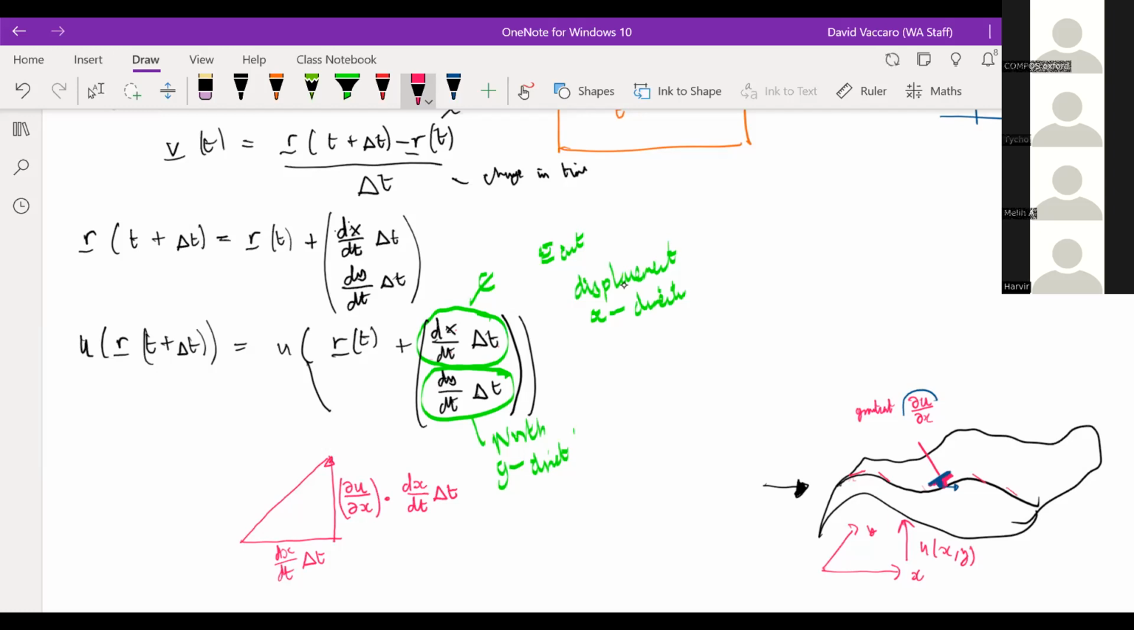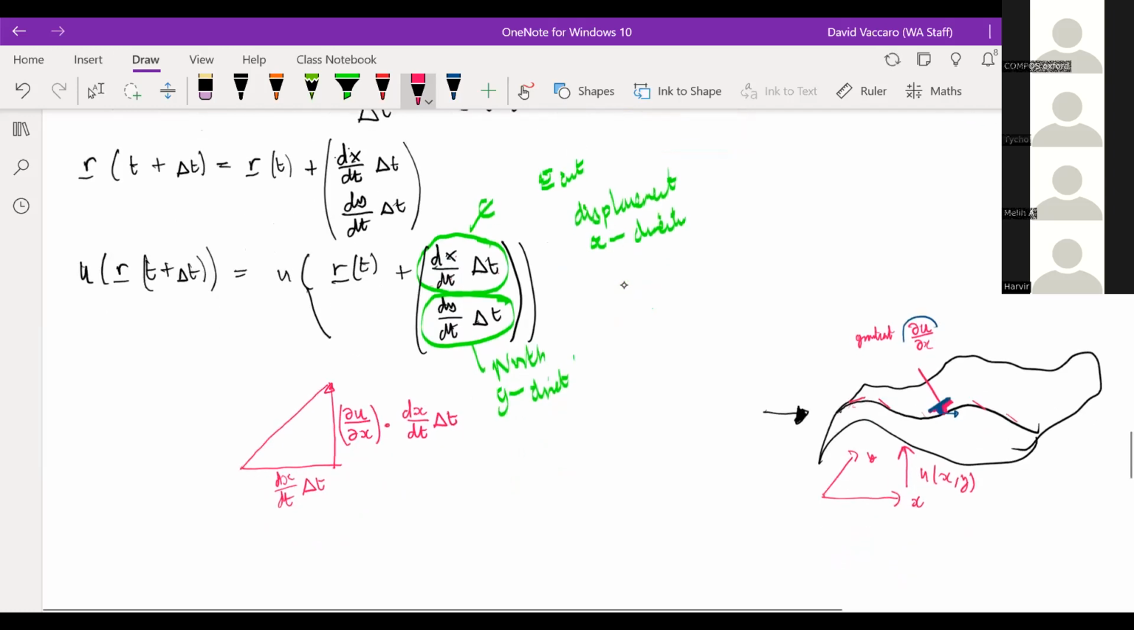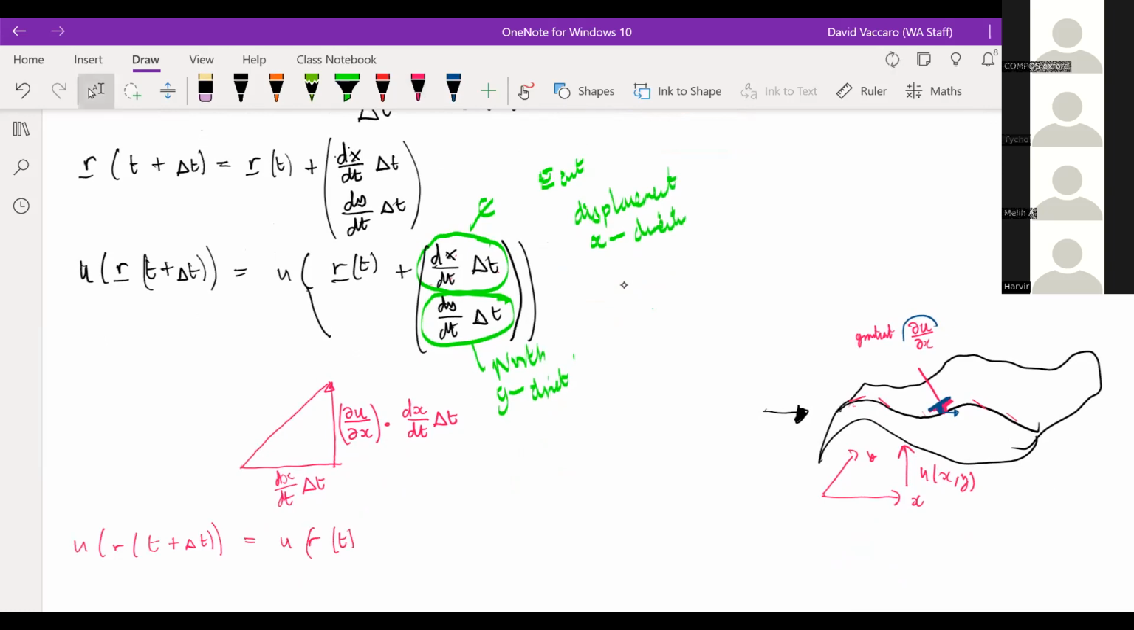So this component of my velocity, the eastward component, changes my vertical displacement by du by dx times dx by dt times delta t.